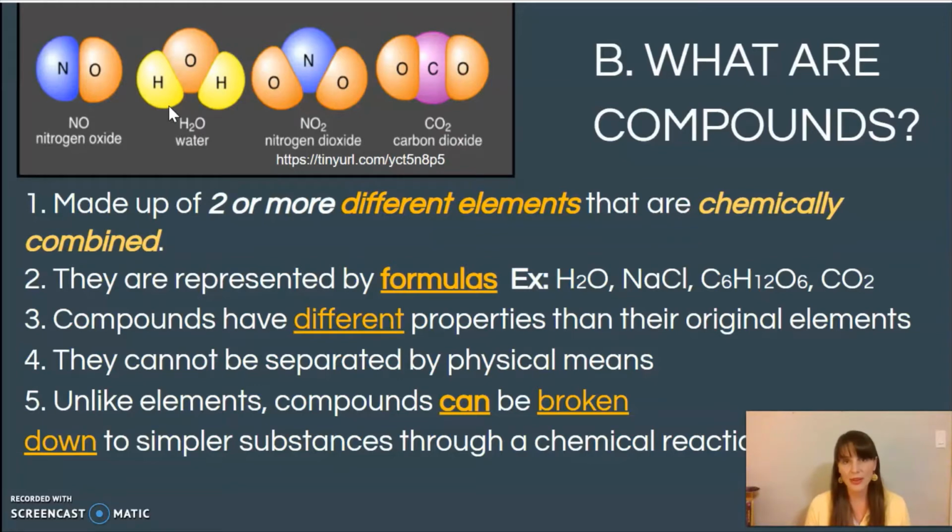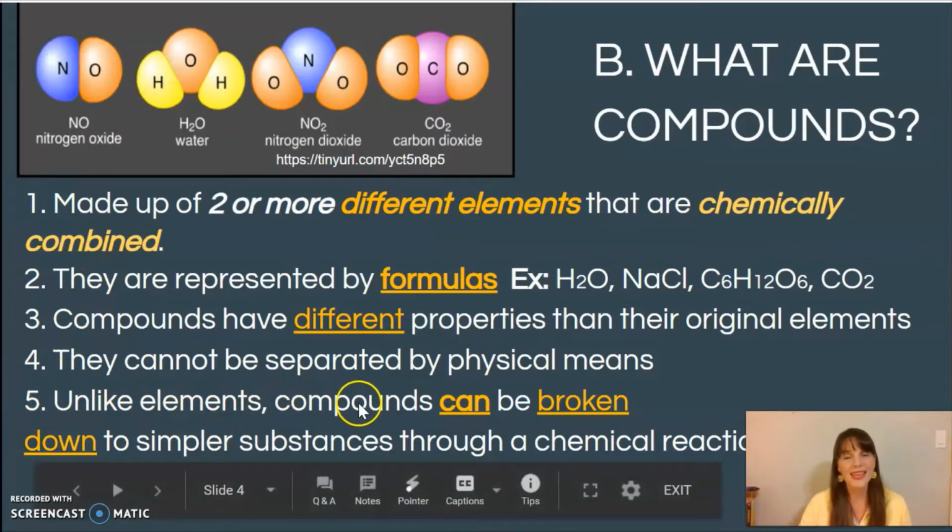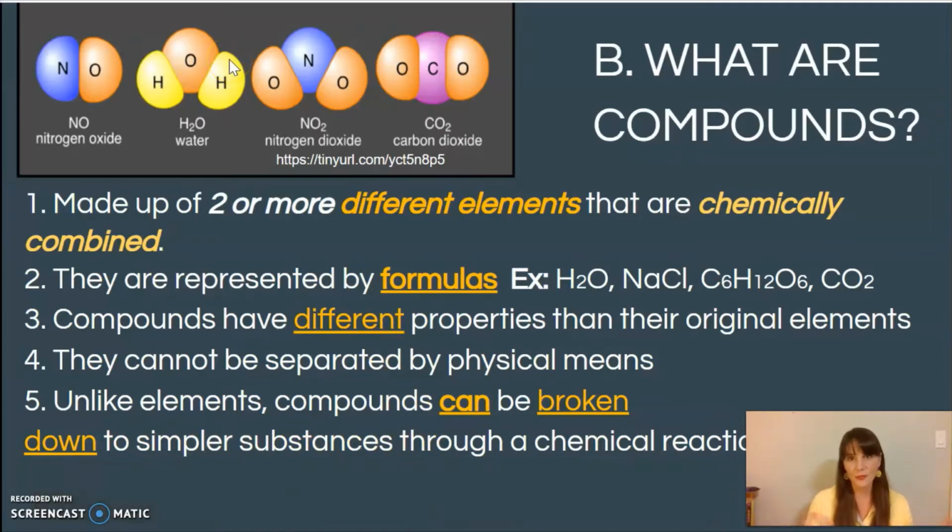They cannot be separated by physical means. You can't just take water and cut the hydrogen away from the oxygen. We can't easily break it apart without a chemical reaction. They are chemically bonded, and so they can only be taken apart chemically. Unlike elements, compounds can be broken down into simpler substances through a chemical reaction. Water could be broken down into hydrogen and oxygen, but not without a chemical reaction.